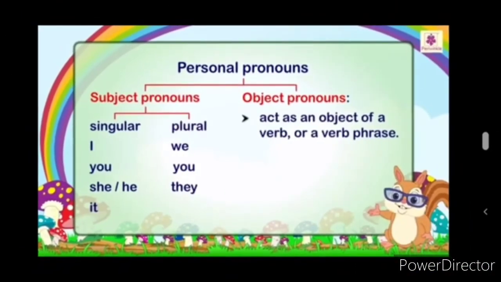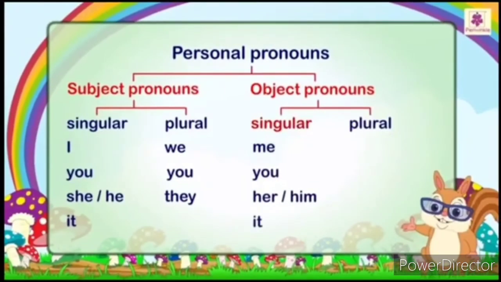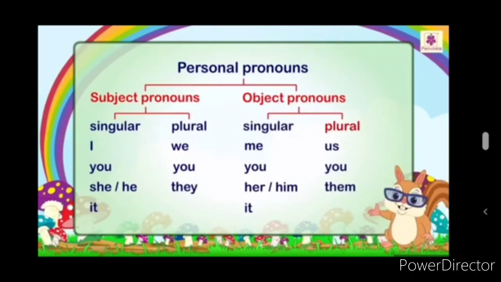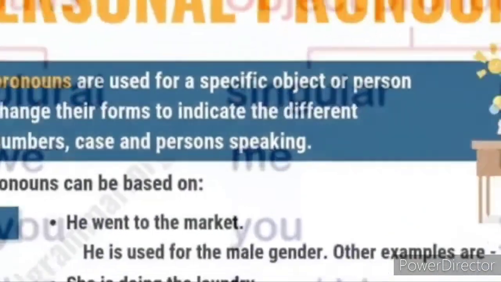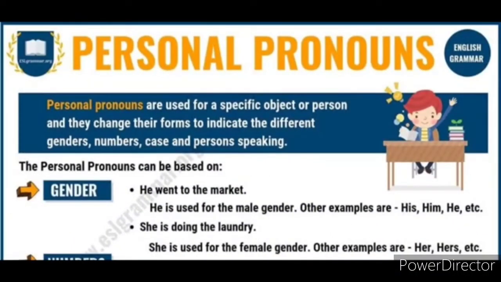Moving on to the object pronoun. Object pronouns are the pronouns that act as an object of a verb in the sentence. The singular object pronouns are me, you, her, him and it. In plural form, the object pronouns are us, you and them. Children, as I told you, personal pronouns are the pronouns that refer to a specific person or a thing, and which are divided into two types, that is subject pronoun and object pronoun, and they can change their form according to the person, number and its case.